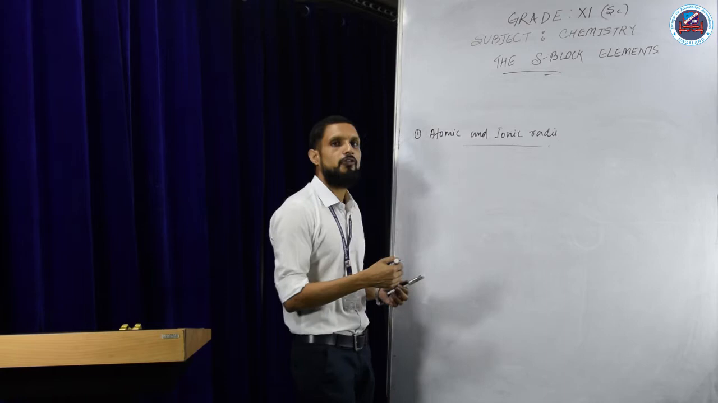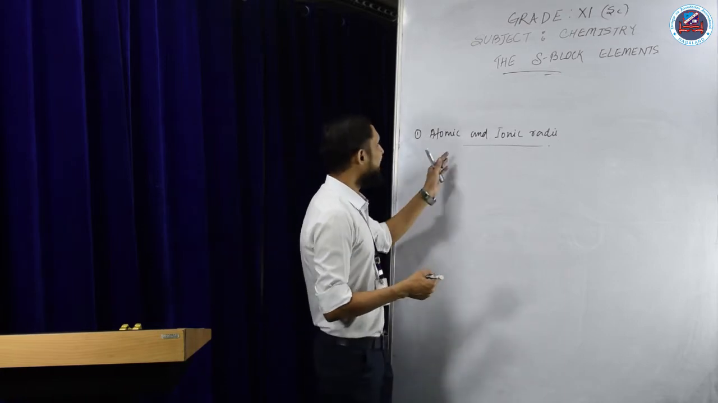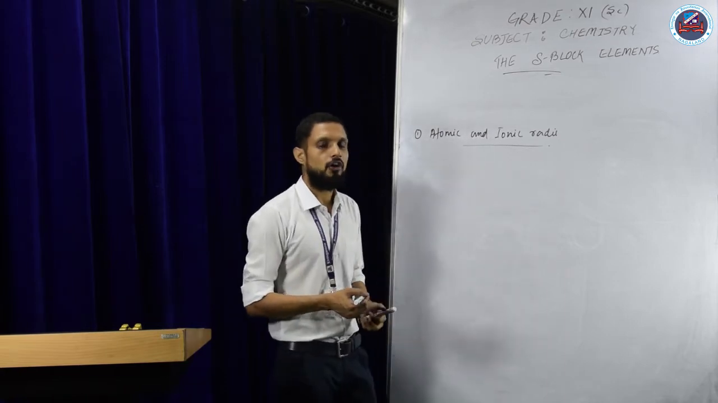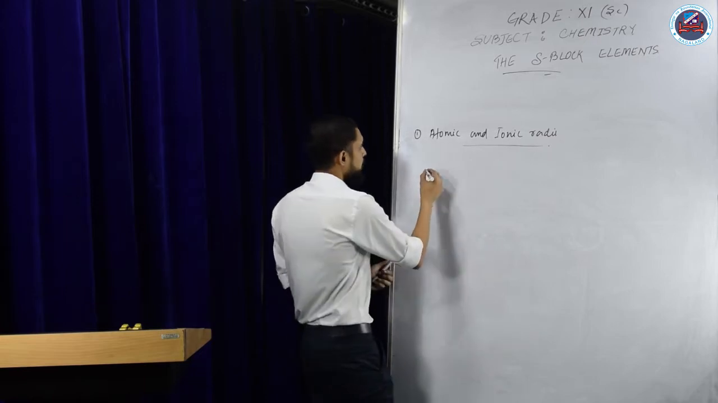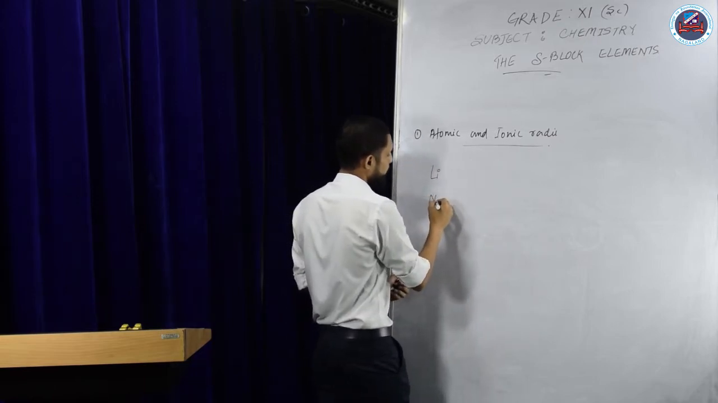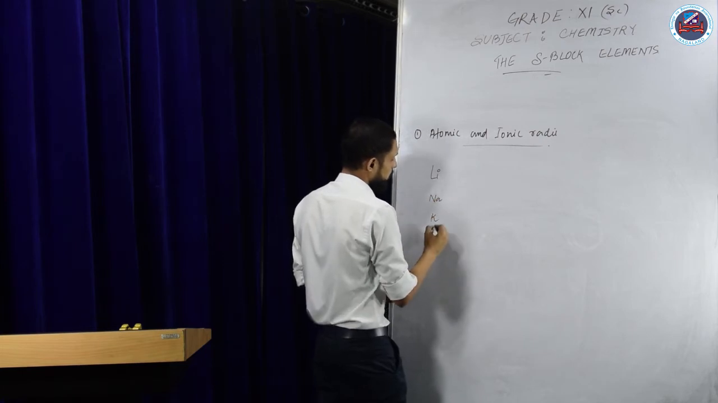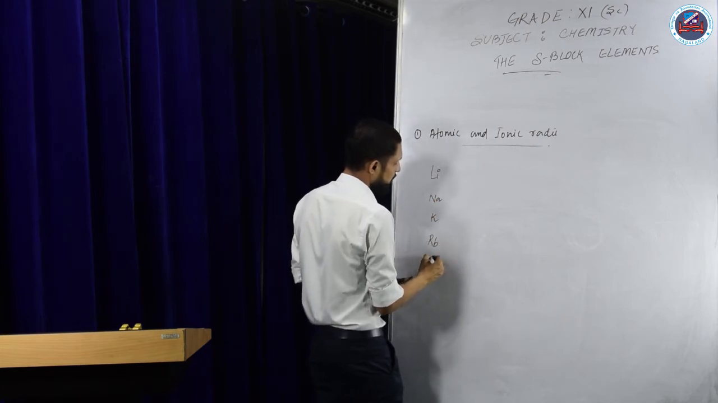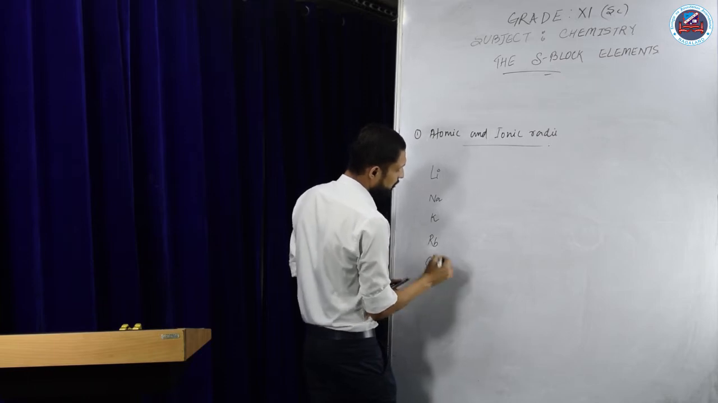So in this part of the video, we'll start with atomic and ionic radii of group 1 elements. So we know the elements of group 1 are lithium, sodium, potassium, rubidium, cesium and francium.